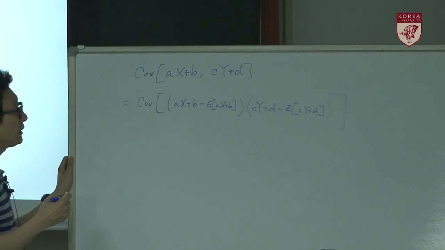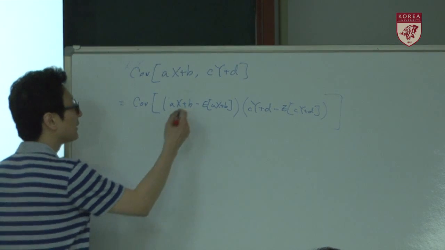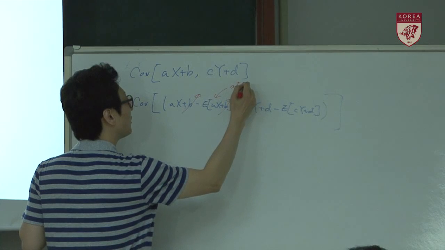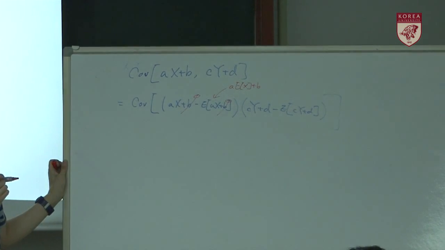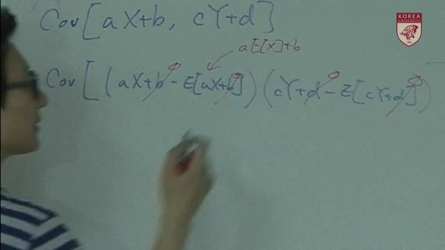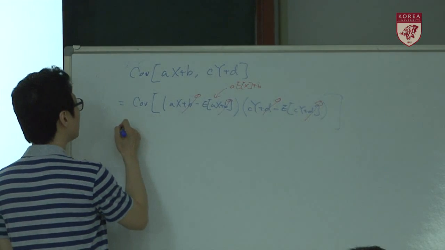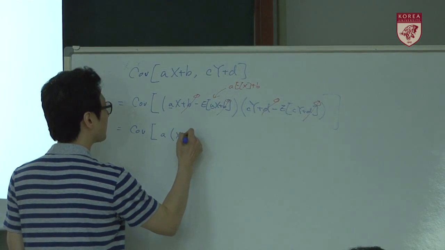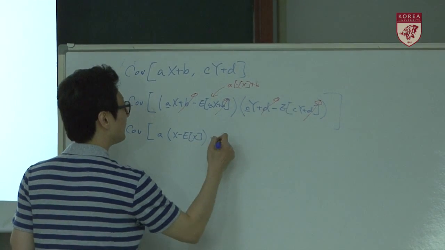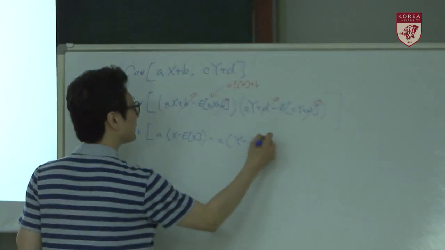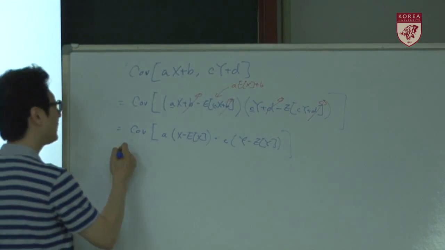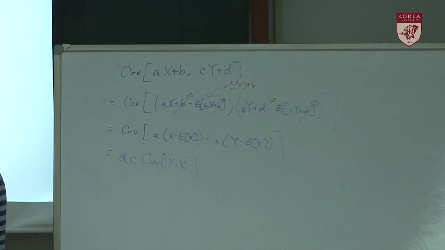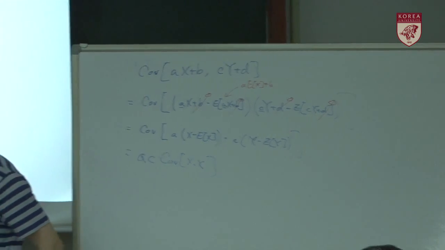But as you see here, this b and this b cancel out, because the expectation of ax plus b is a times expectation of x plus b. And this d also cancels out. So finally it becomes a times x minus expectation of x, times c times y minus expectation of y. So finally, it is ac times covariance of x and y. That means it is a scaling-only property.